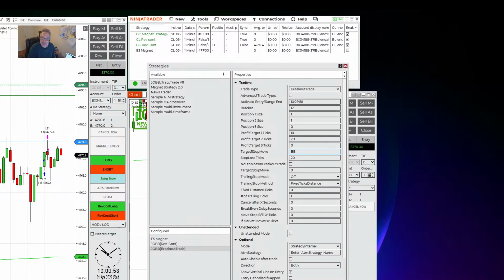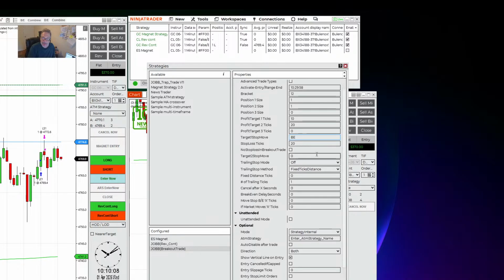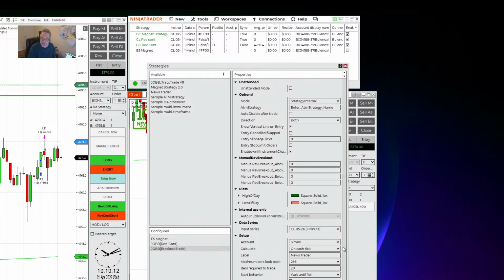So that's our oil breakout trade. 10:29:58, 12 bracket. Position 1's a 1, position 2's a 1. Target 1 is 10, target 2 is 20. Target 1 stop move is BE, to break even. And then our stop loss is 20 ticks. Okay? We're going to trade oil.